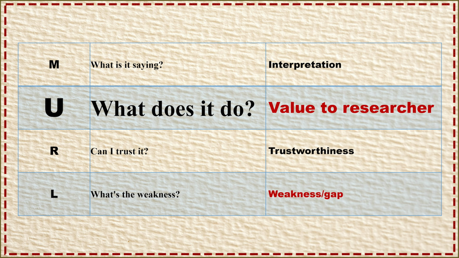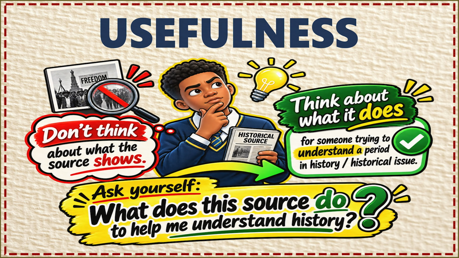U is for usefulness. How does the source help a historian or researcher? Don't think about what the source shows. Think about what it does for someone trying to understand a period in history. Ask yourself, what does this source do that makes it useful? Notice something important here. The examiner is not asking how you would use the source. They are asking what makes the source useful. In other words, what does the source do that helps someone understand the historical issue?